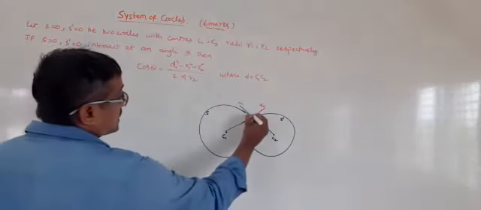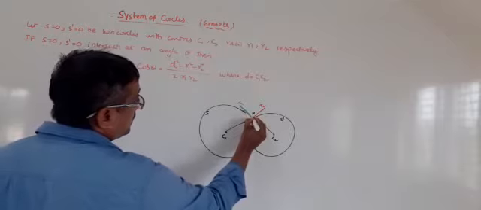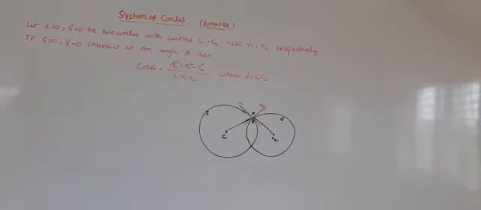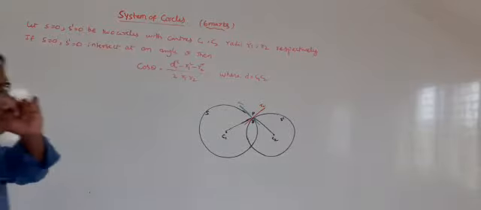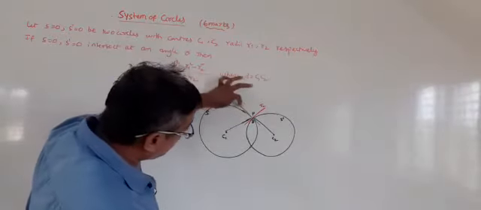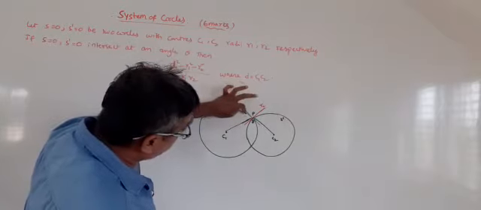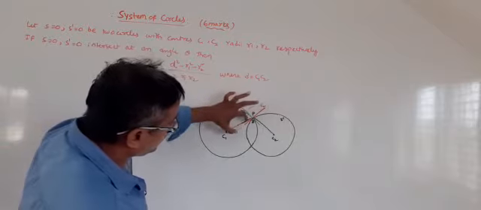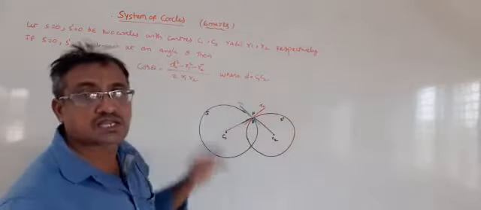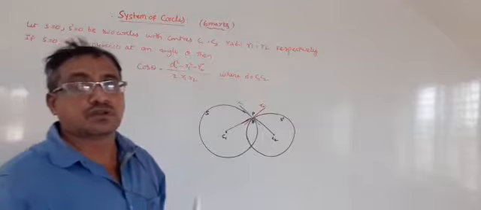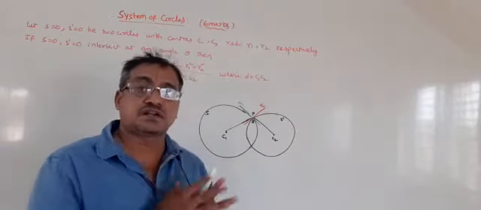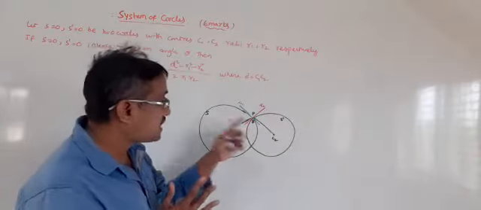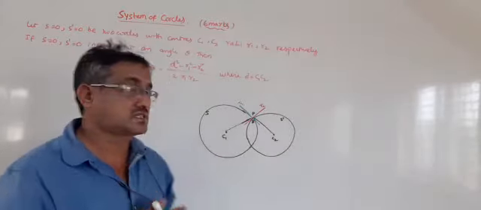Now these two circles are intersecting at the point P. Here these two circles are intersecting. Now we have drawn tangents at the point of intersection. T1 is a tangent to the circle S = 0. T2 is a tangent to the circle S' = 0. Now these two are the tangents drawn to the given circles. Let theta be the angle between those tangents.